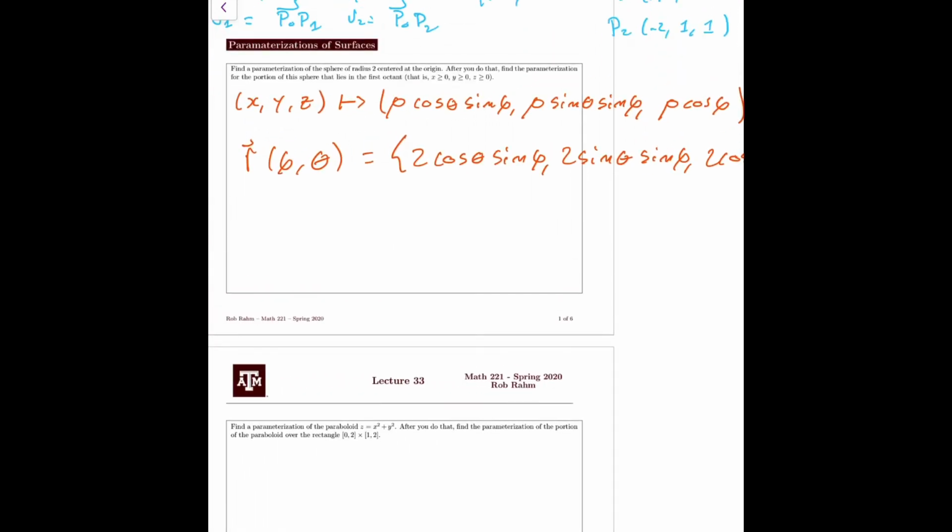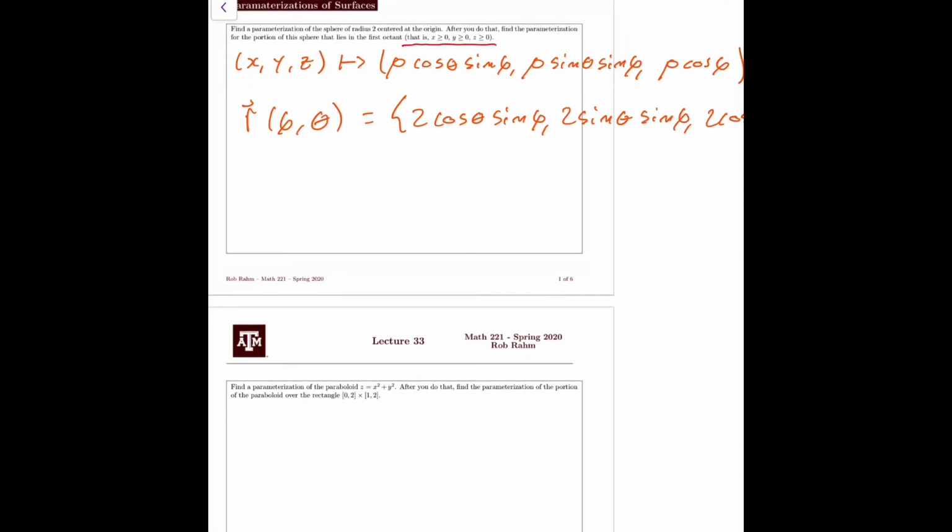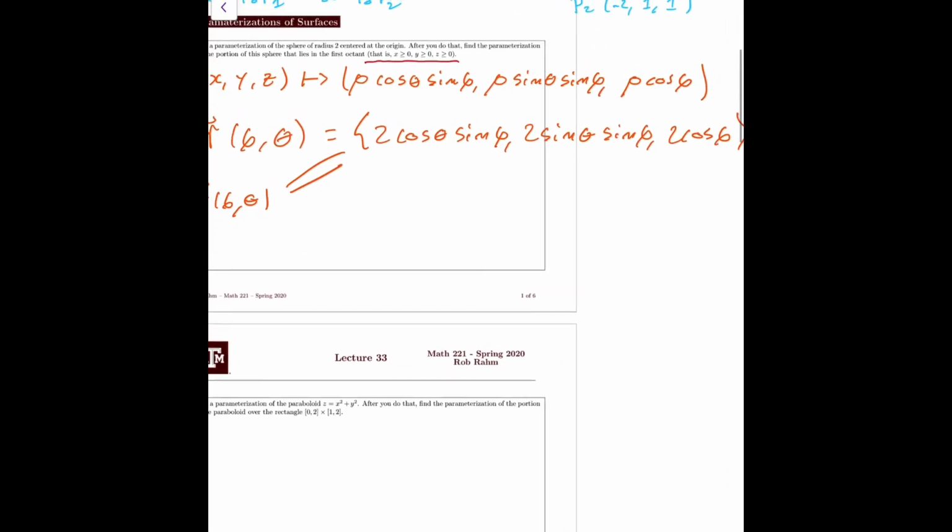Now let's look at the second part of the question, the part of the sphere that lies in the first octant. That is where x is greater than or equal to 0, y is greater than or equal to 0, and z is greater than or equal to 0. The parameterization stays the same, the r of phi, theta is the same thing we have up here, but what changes is the parameter domain. So now we need to figure out what the parameter domain for phi and theta is.